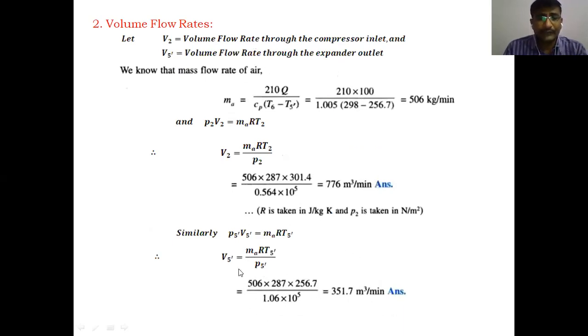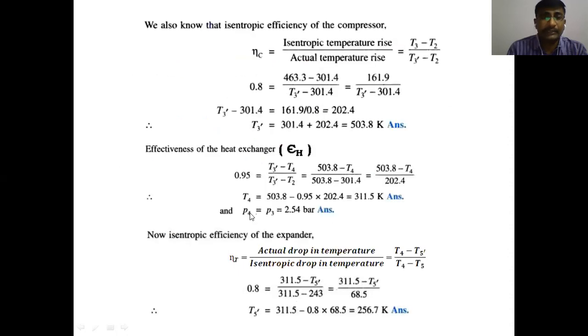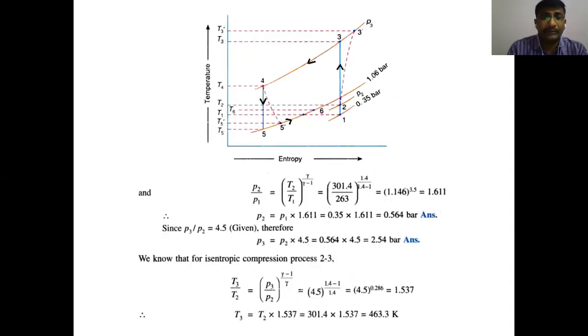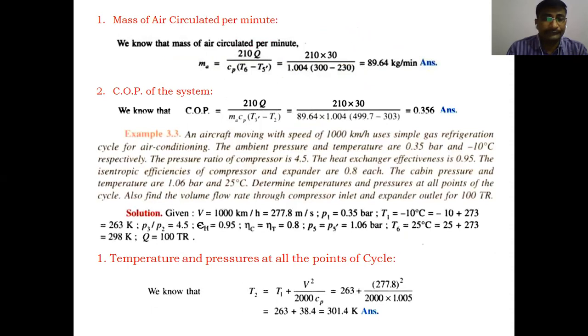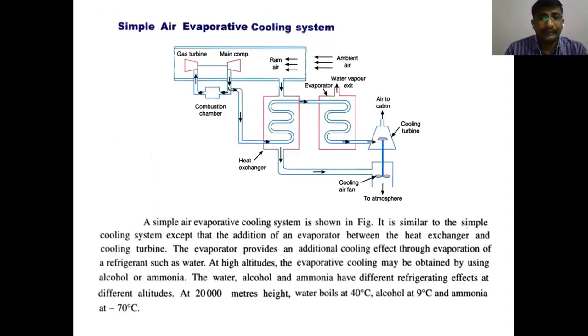After substitution of all the values, we will get the volume flow rate across the cooling turbine, that is 351.7 meter cube per minute. For every minute, this much volume is entering or leaving the cooling turbine expander. These are the volume flow rates across the compressor and turbine. These are the temperature and pressure at all the points of the cycle. This is the third problem. Those three problems are related to the simple air cooling system.